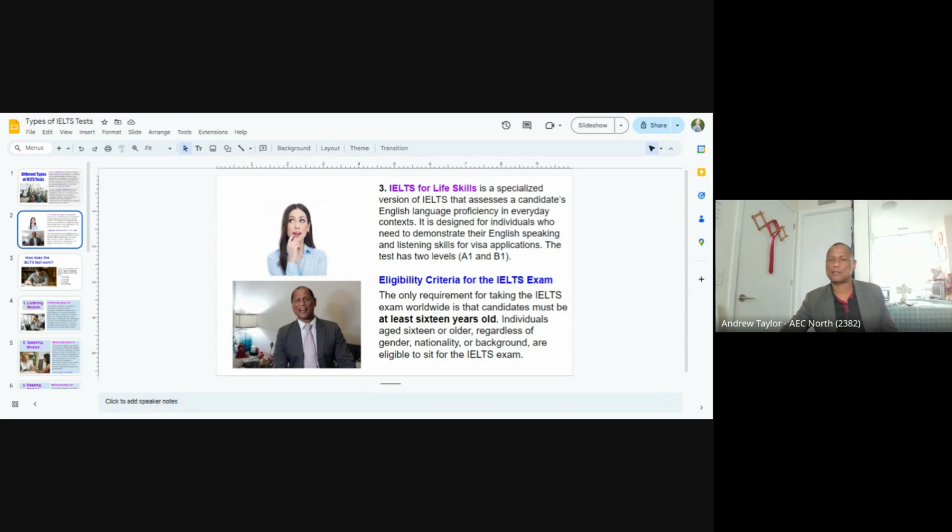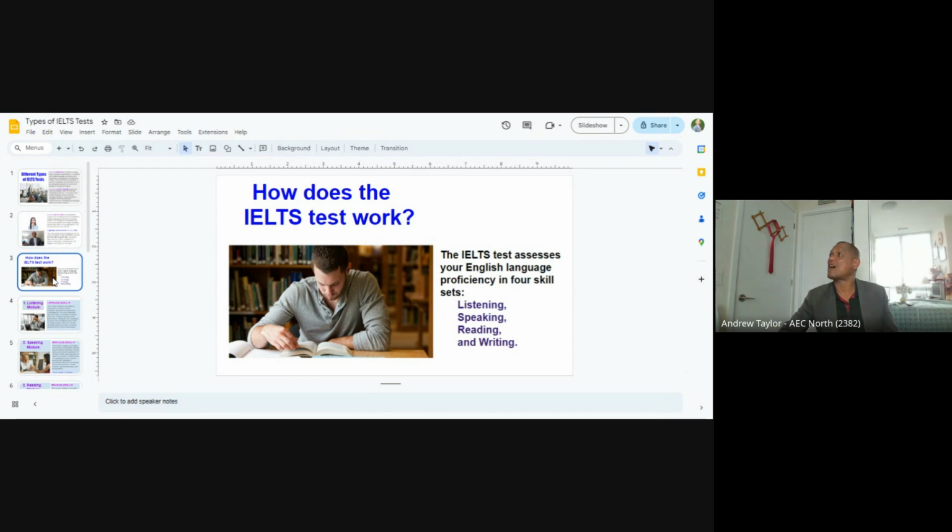Okay. So let's continue. Now here, how does IELTS work? The IELTS test assesses your English language proficiency in four skill sets. In education or in language, we have four language skills, even in ESL, even in the LINC program. We have listening, speaking, reading, and writing. Okay, why is this?